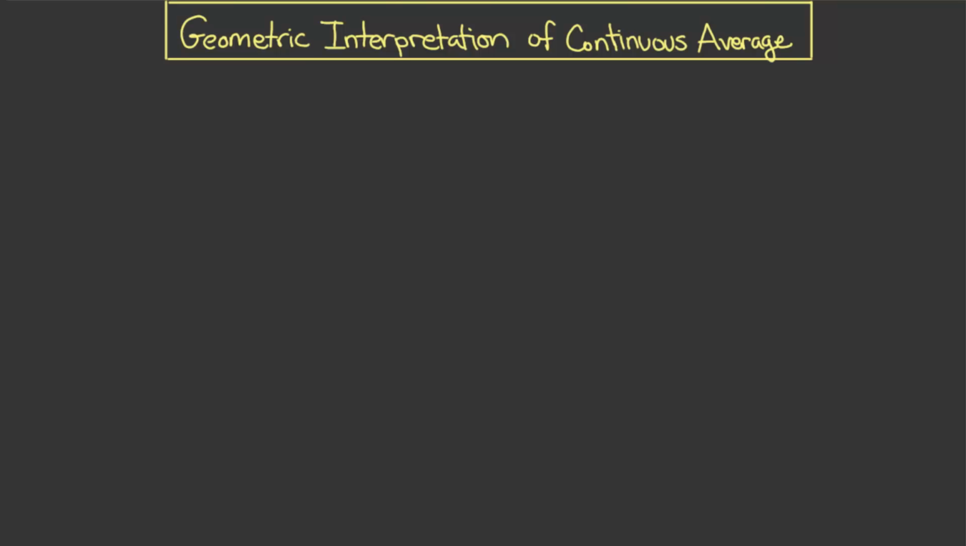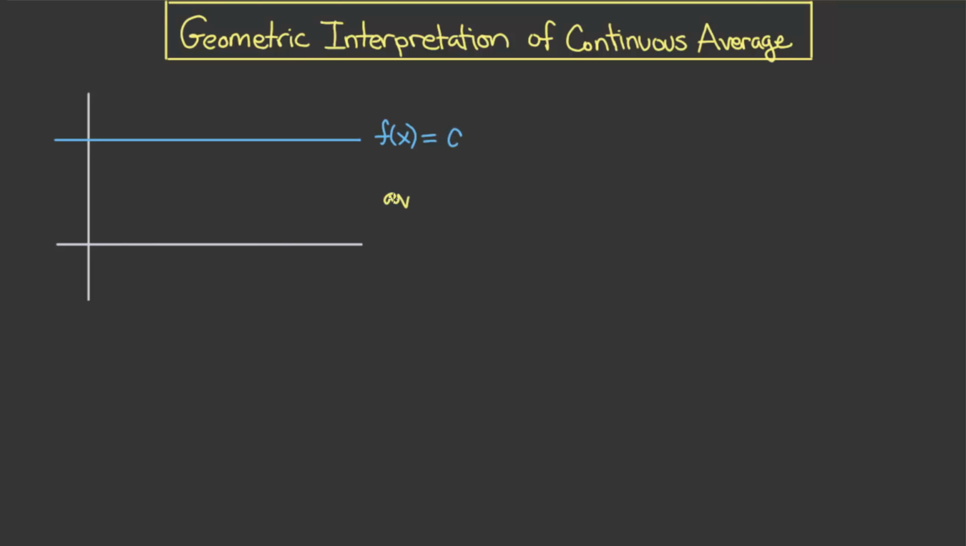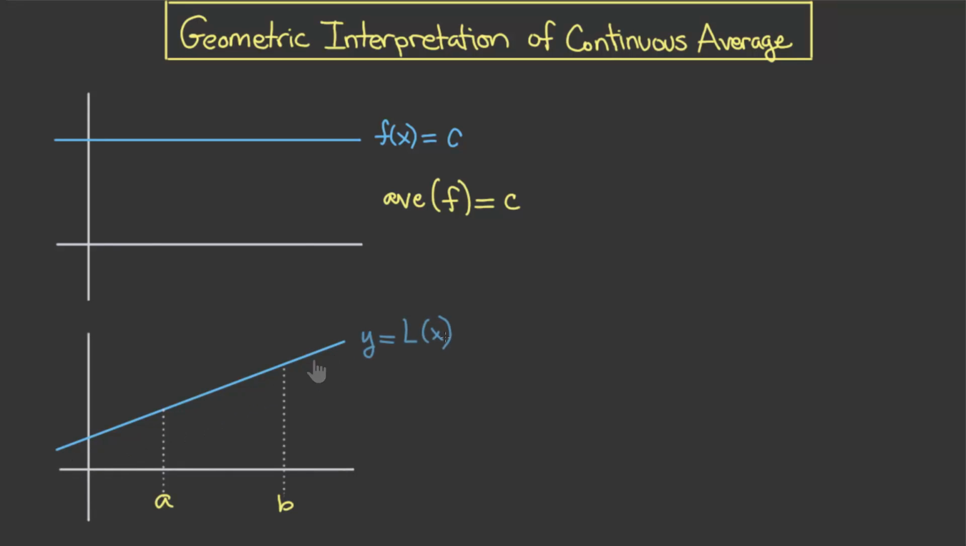You've just looked at two examples where our intuition for average allowed us to determine the average value of a continuous function. The first example was a constant function f of x equals c, where the average value is the value c. The second example was a straight line, and the average value over an interval from a to b is just the value in the middle.